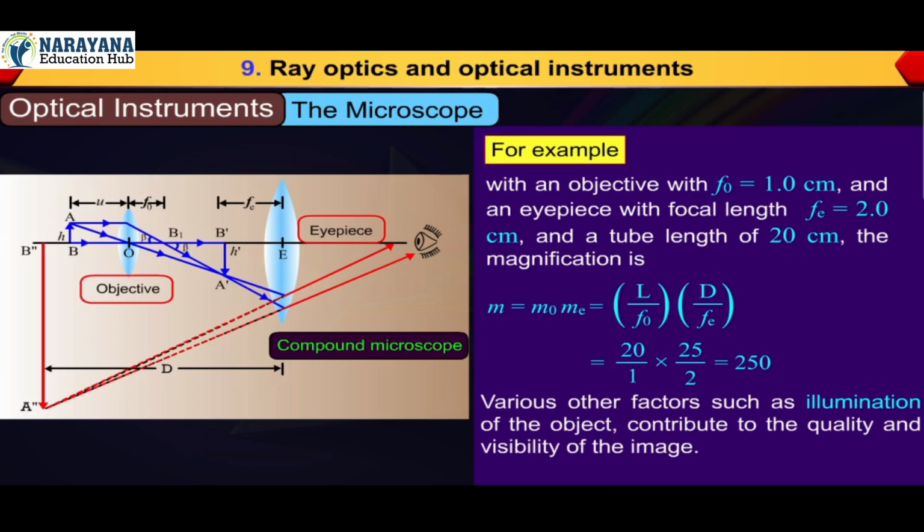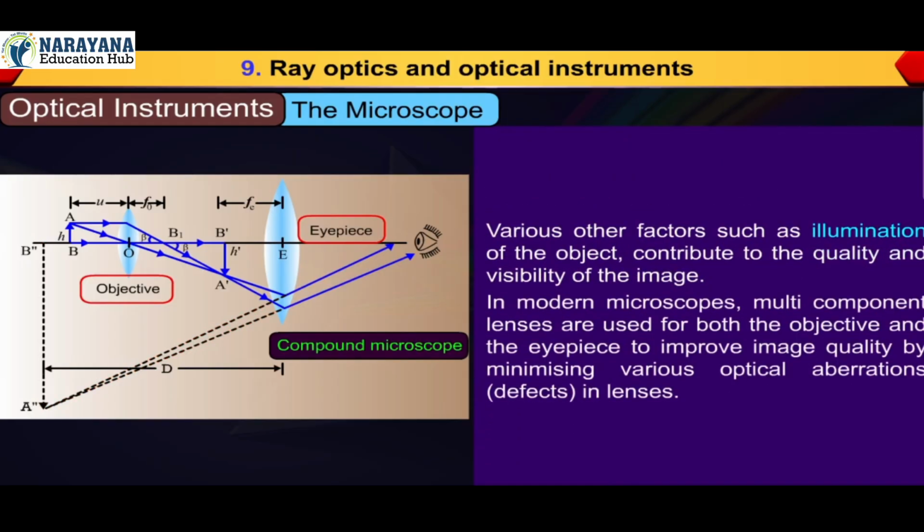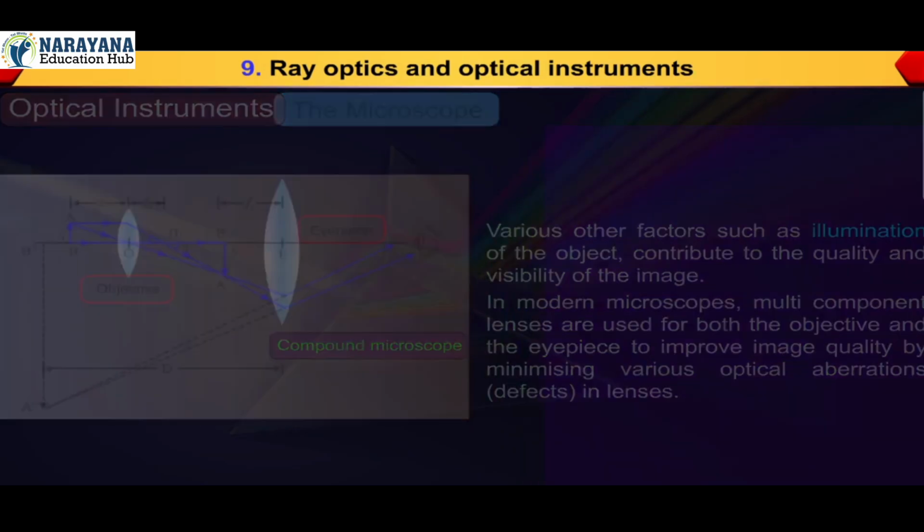Various other factors such as illumination of the object contribute to the quality and visibility of the image. In modern microscopes, multi-component lenses are used for both the objective and the eyepiece to improve image quality by minimizing various optical aberrations, that is, defects in lenses.